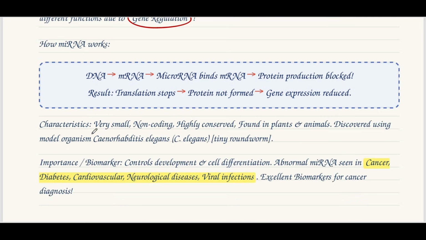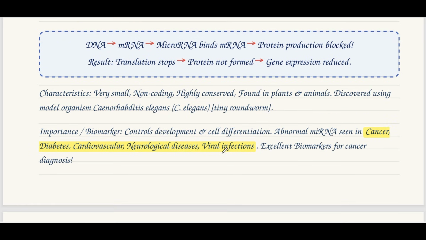That's it. The characteristics: they are very small. It is non-coding and highly conserved, found in plants and animals. If it is coded, why is it non-coding? If it is coded, then protein will not be formed, because it is non-coding. And it is highly conserved, found in plants and animals, and discovered using the model organism Caenorhabditis elegans, C. elegans, a roundworm.